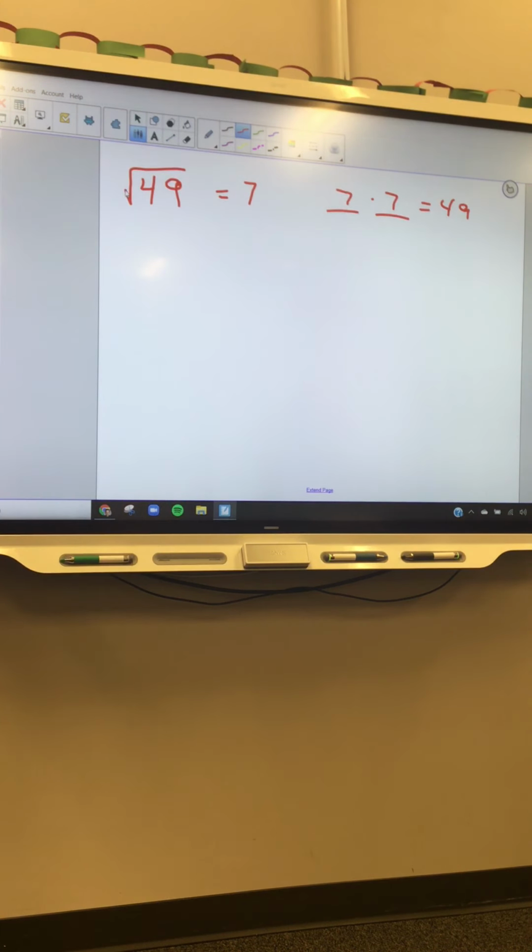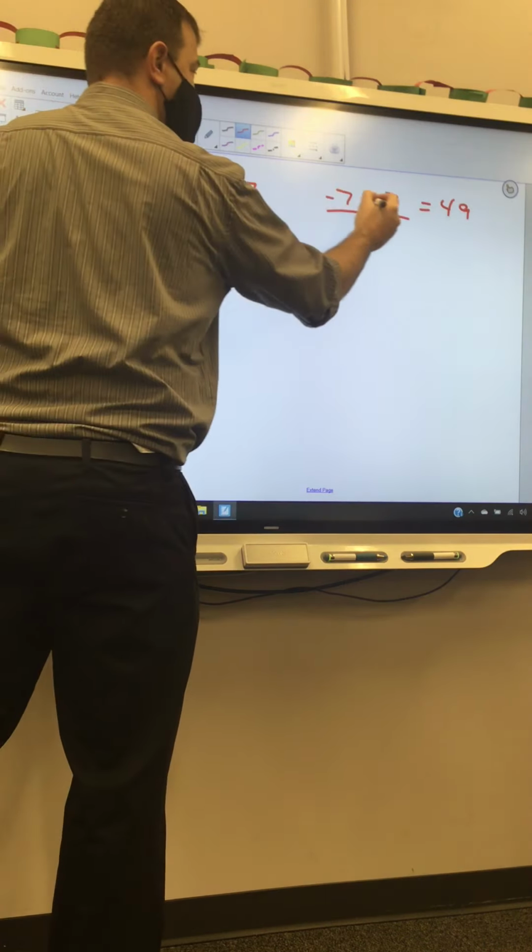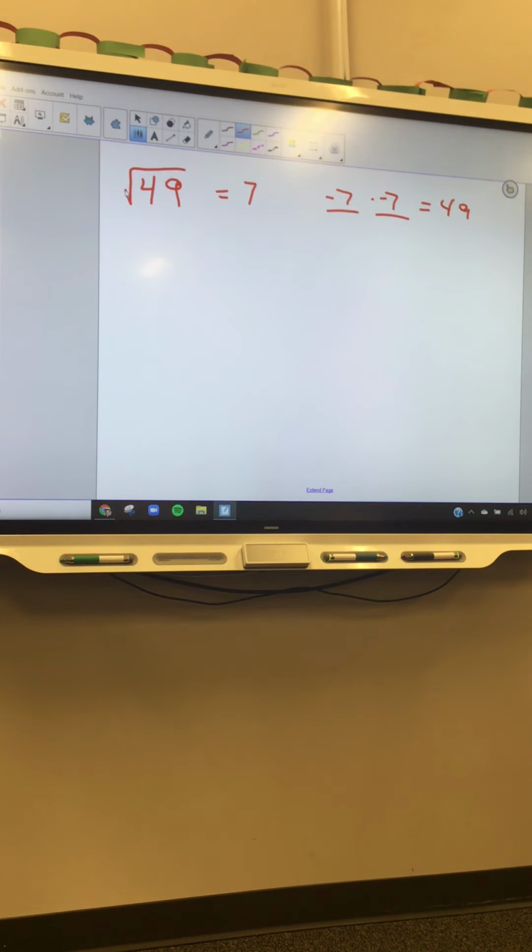Or, what else would have worked? Typically we think in terms of positive, but can I also say negative 7 times negative 7 will also get me 49? Okay, so it could be positive or negative 7. We know that pretty well.